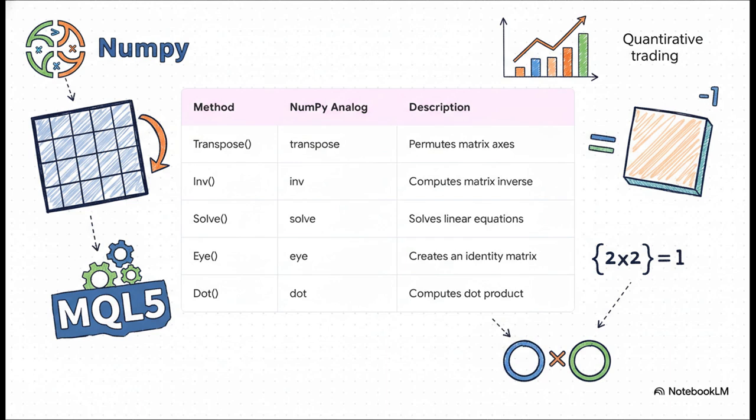Now, this is where things get really cool. Check out this direct comparison to NumPy, the gold standard for this stuff in Python. MQL5 gives you methods like transpose, inv for inverting a matrix, solve for figuring out systems of linear equations, and dot for dot products. This is a serious professional-grade toolkit right out of the box.